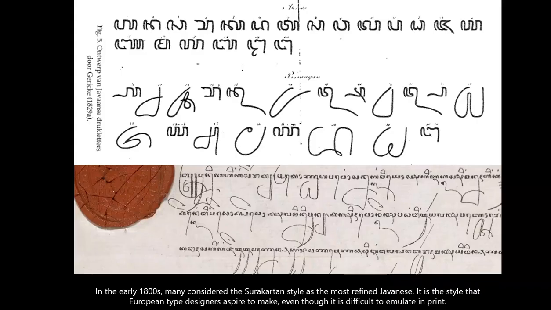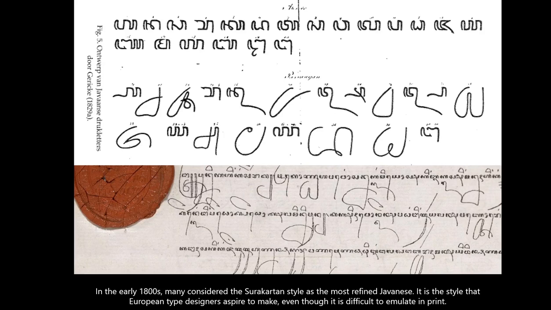Around the early 1800s, increasing interest in the Javanese language and literature prompted the creation of the Javanese movable type. At the time, the Surakartan style was considered the most refined and frequently cited as the ideal form for type designers to aspire to. However, with its extreme flourishes that necessitated huge descender and ascender space, it was very difficult to emulate in print. Printing anything with this kind of style would need a lot of printing space and make everything more expensive.